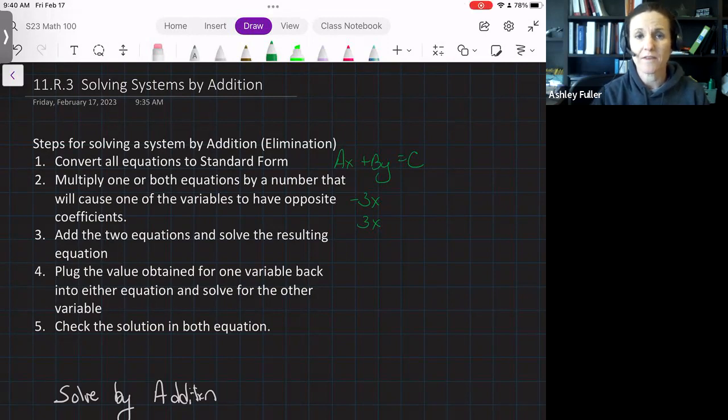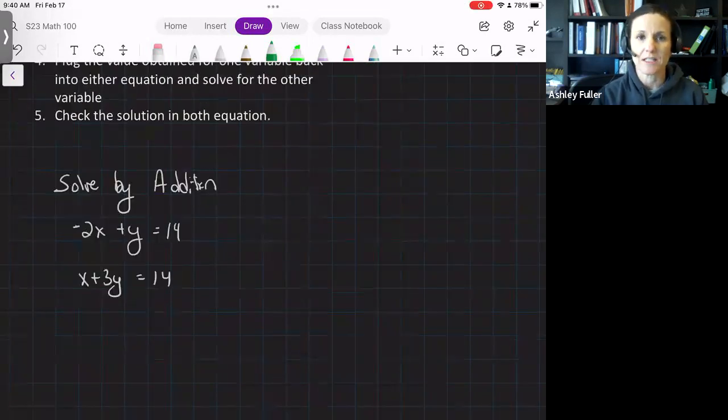At this point, one of the variables will have been eliminated, and then we'll plug the value received for the variable we solve for back into either equation to solve for the other variable. As always, it's important to check the solution in both equations to make sure it works. Let's look at an example of solving by addition.